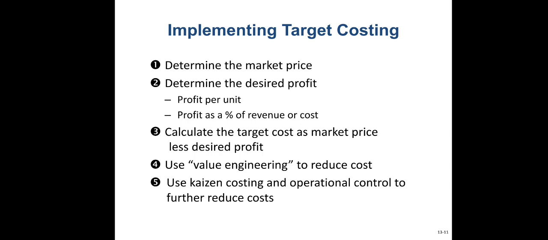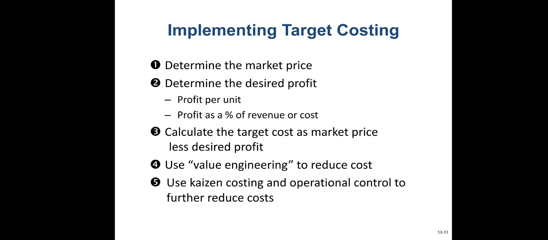cost. Okay, so let's say the market price is 120, and the second step, you have to determine the desired profit. So let's say you want the profit to be $20 per unit. So after you have determined the desired profit, you go to step 3, calculate the target cost as market price less desired profit. So the market price is 120, your desired profit is 20, so the target cost is 100.